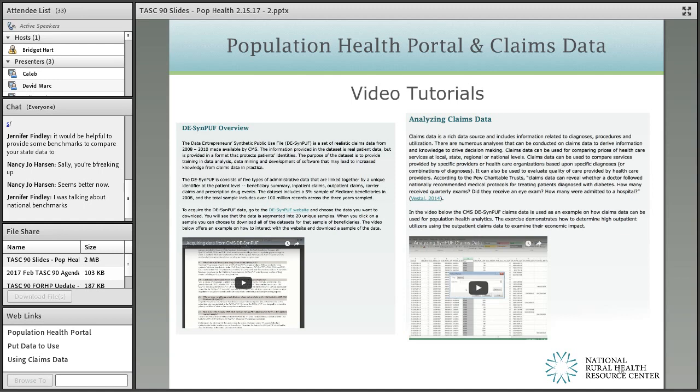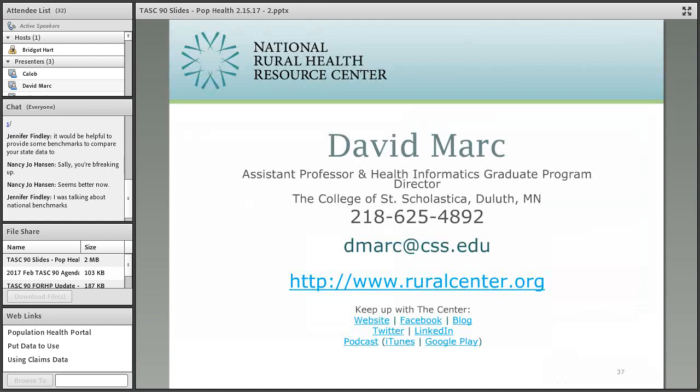Regarding those tutorials with the claims data, the portal offers access to a large publicly available educational claims data set known as DE-SynPUF, the Data Entrepreneurs' Synthetic Public Use File. It has a lot of background information about this data, how to access the data, and examples on how to analyze it. The intent is to offer you greater support in analyzing claims data and working with that data, and it demonstrates how to carry out those methods.